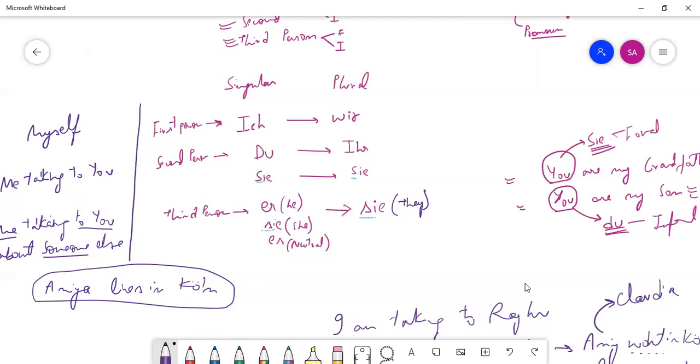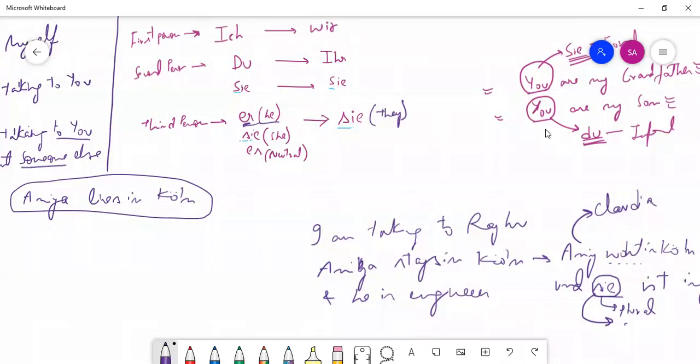So in English, what will we say? Amir lives in Cologne and he is an engineer. So straight away, this he will be replaced with er. Right? Let me take a few more examples.